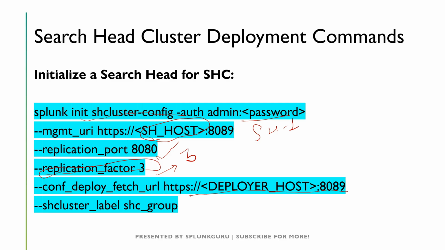For the deployer host, whatever deployer you have configured, you need to pass the deployer IP here, because your search head cluster member has to pull the configs from your deployer, right? So for that you need to define the deployer host. Then the management port that you already know, 8089, and then the clustering label. Whatever you want, you can define that.